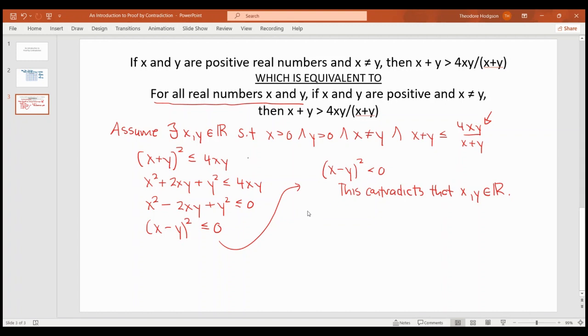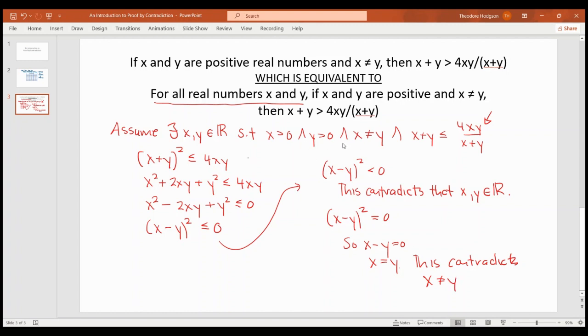because only imaginary or complex numbers, when you square them, can give you something less than 0. Or we know that x minus y quantity squared equals 0, because less than or equal to says it's either less than 0, which leads to a contradiction, or it equals 0. Well, if it equals 0, then x minus y equals 0, or x equals y. This contradicts the fact that x does not equal y, which again was one of our assumptions that it's true.